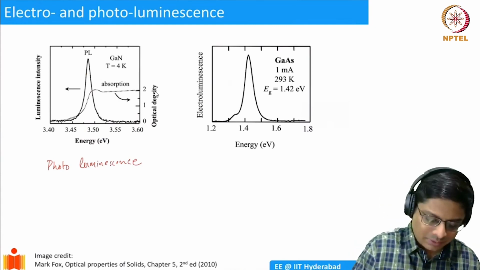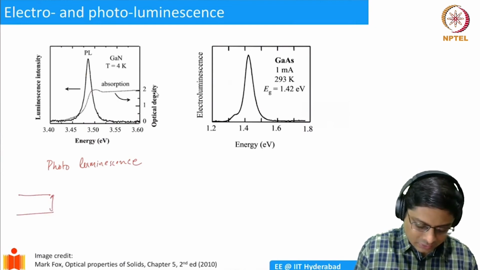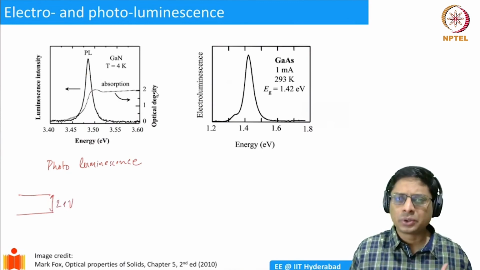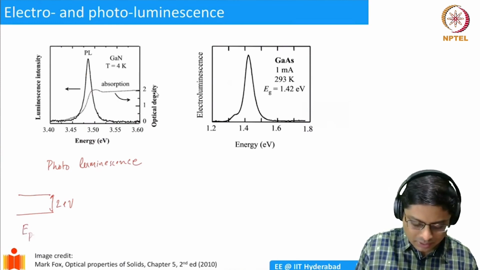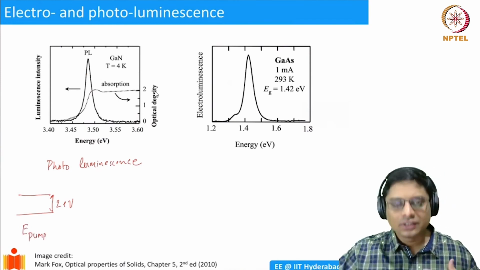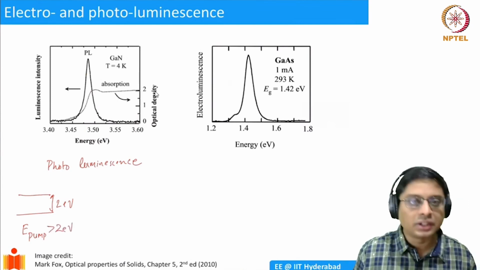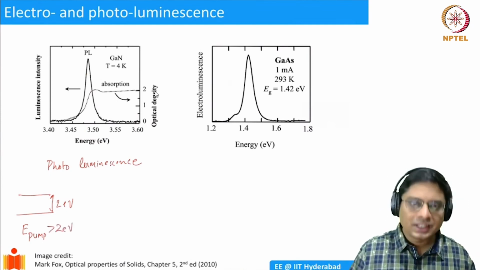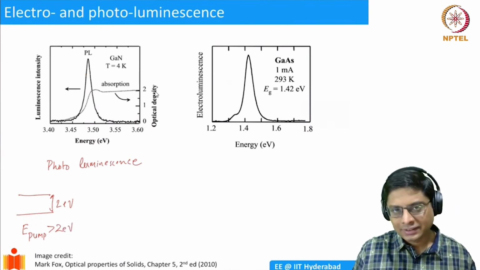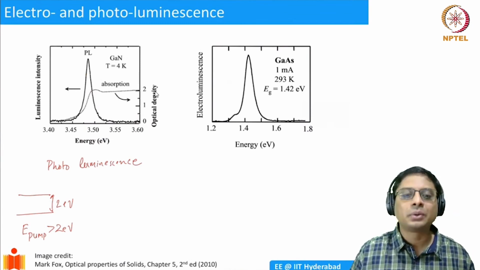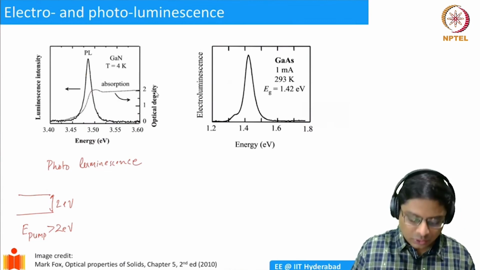If I have a band gap, let's say in this case, 2 eV, I can shine any photon of a higher energy. For example, I'll say E pump, where I'm pumping the semiconductor with high intensity at an energy greater than 2 eV. E pump is greater than 2 eV. When I do that, I'll create lots of electrons and holes, right? They will relax to the band edge and then emit a photon at 2 eV, right? So this process is known as the photoluminescence process.